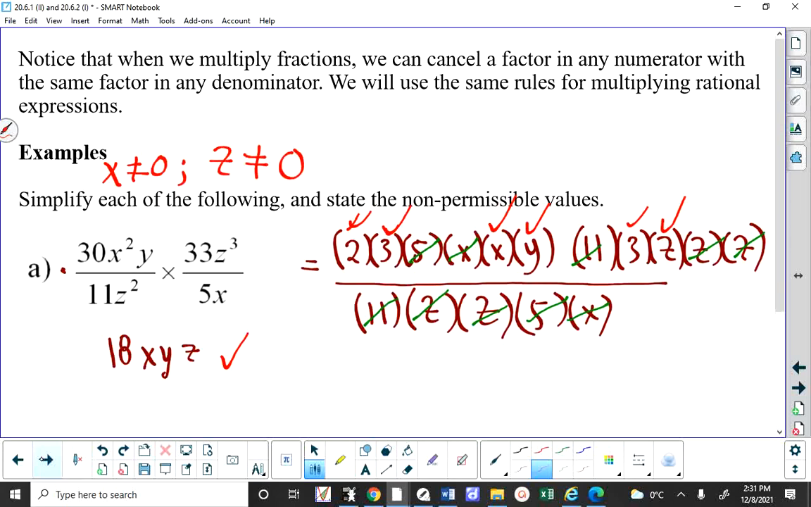This is my answer. By the way, we do have non-permissible values. Each of those rational expressions had denominators that cannot be equal to 0.